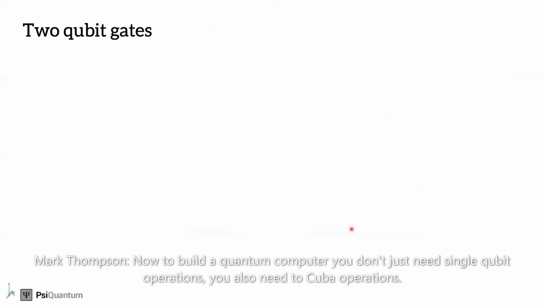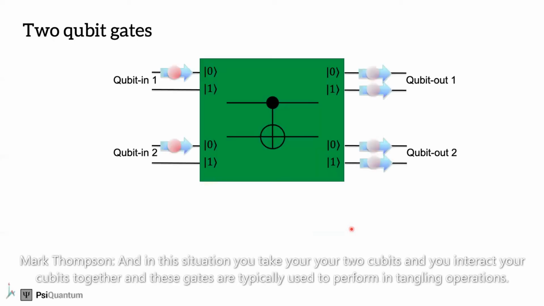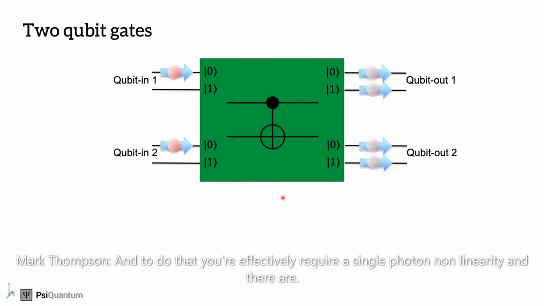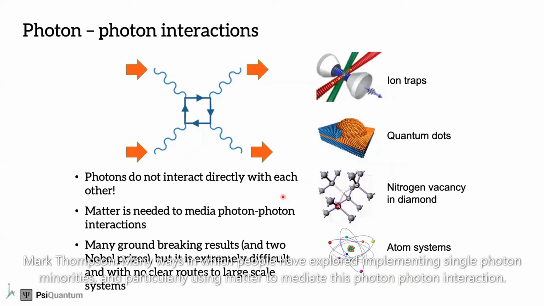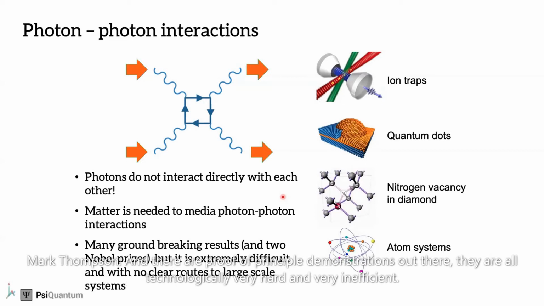Now, to build a quantum computer, you don't just need single qubit operations, you also need 2 qubit operations. And in this situation, you take your 2 qubits and you interact your qubits together. And these gates are typically used to perform entangling operations. And to do that, you effectively require a single photon nonlinearity. And there are many ways in which people have explored implementing single photon nonlinearities, and particularly using matter to mediate this photon-photon interaction. And there are proof of principle demonstrations out there. They are all technologically very hard and very inefficient.